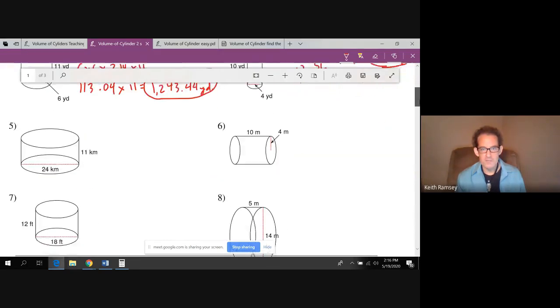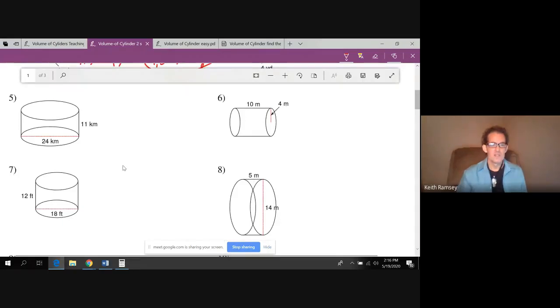Okay, let's look at number 5 and 6. Just take a minute and try those on your own. Remember, you want half of 24 for the radius. Okay, take a look at that on your own.